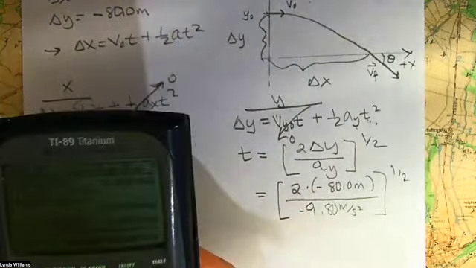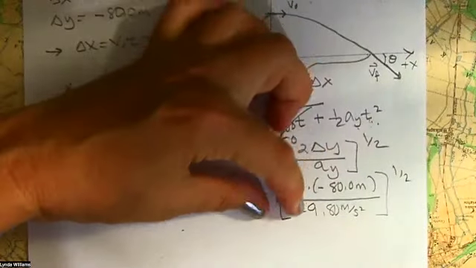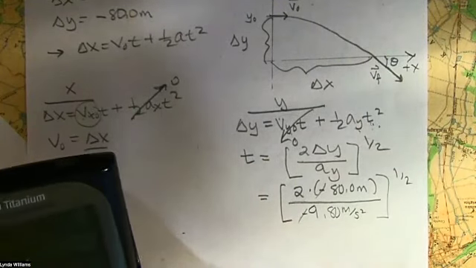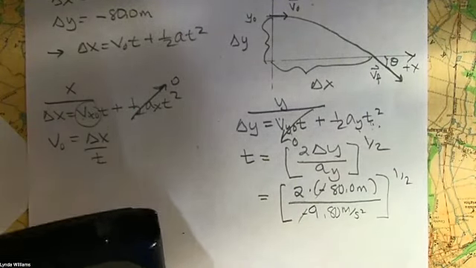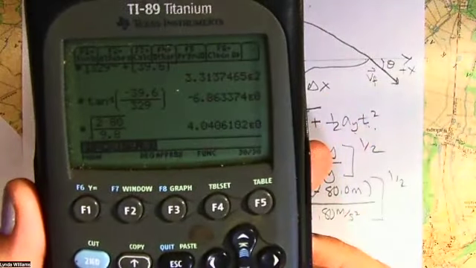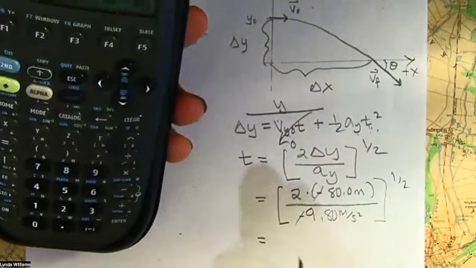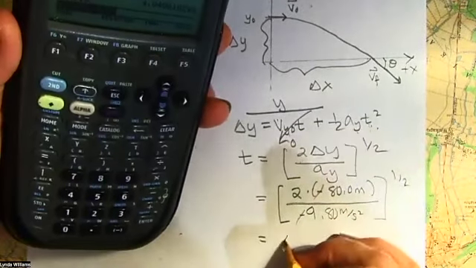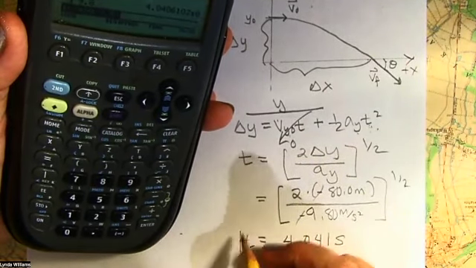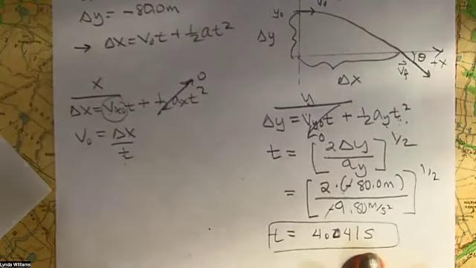So I got my calculator and I'm going to do the square root of 2 times, okay, now I notice these guys cancel, so I'm going to cancel them out because you can't have the square root of a negative number. That would be a problem. Divided by 9.8, close parentheses, and I get 4.04. I'm going to keep an extra digit. We always want to keep an extra digit for intermediary calculations. So it took about 4 seconds for the bullet to land, about 4.041.